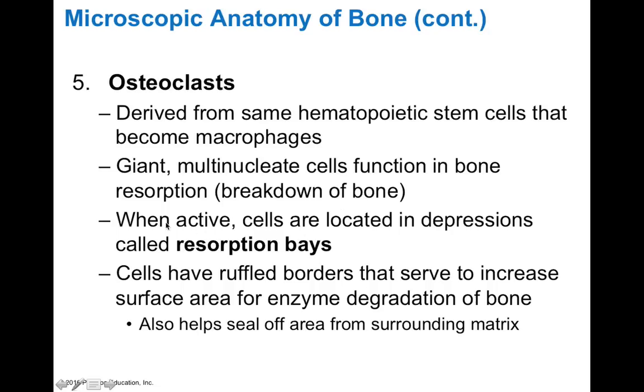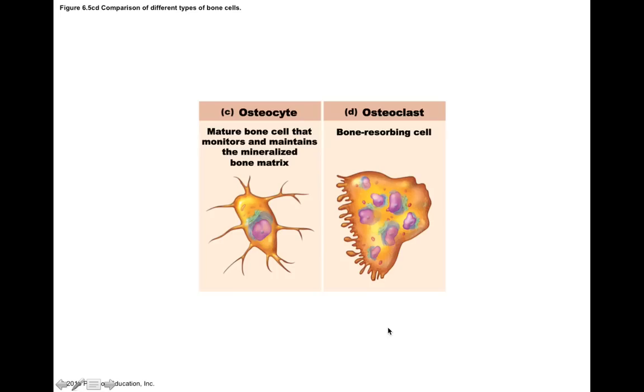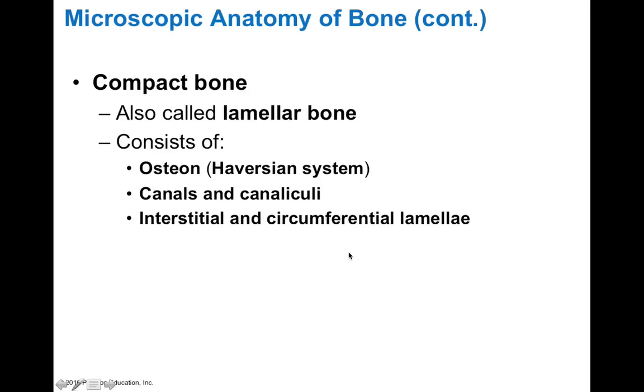So when they're active, they actually form little depressions called resorption bays, and resorption means the breakdown of bone. They have a ruffled border, which can help increase the surface area for enzyme degradation of bone. These also help seal off an area of surrounding matrix. So remember the osteocytes, the mature osteoblasts that basically just monitor and maintain the existing bony mineralized matrix. This differs from the osteoclasts because osteoclasts are the giant multinucleated cells that are immune in origin, and they basically help to resorb or break down the bony matrix.